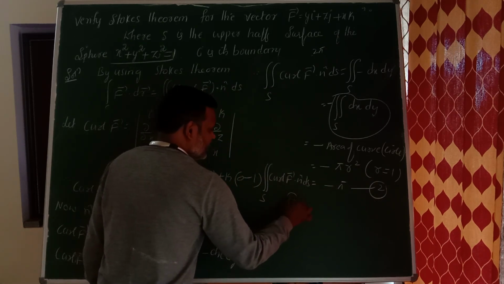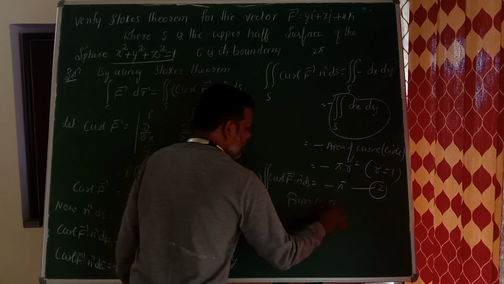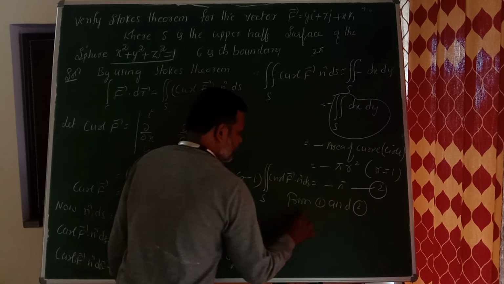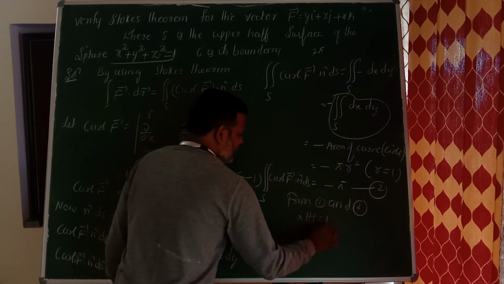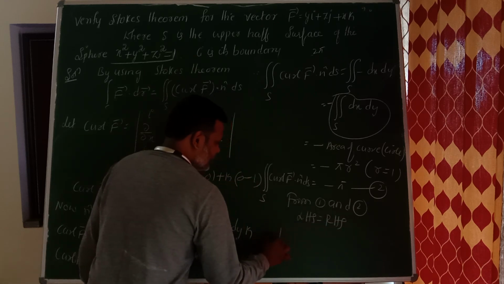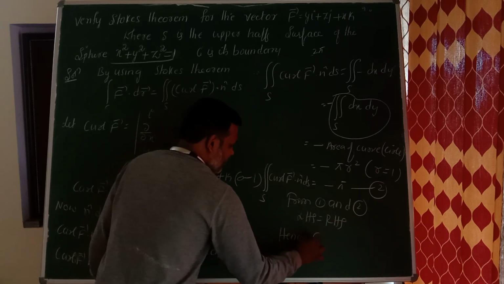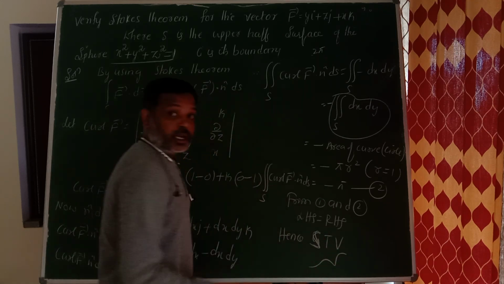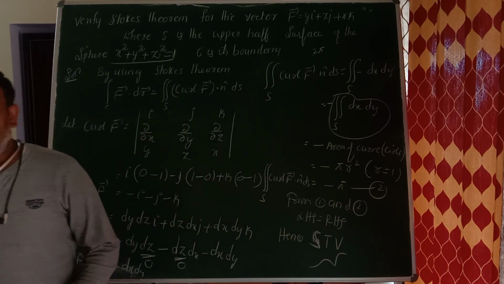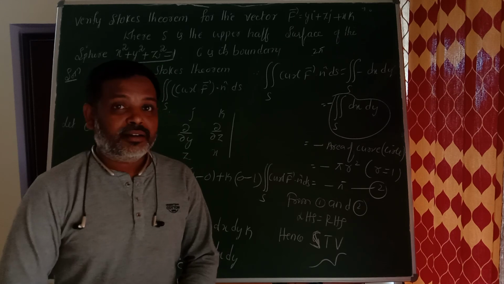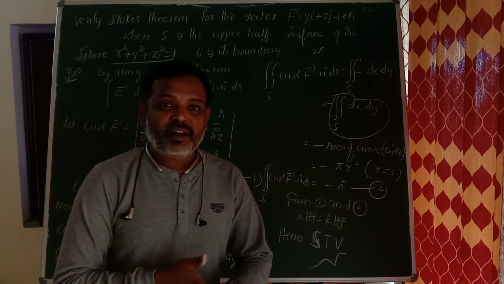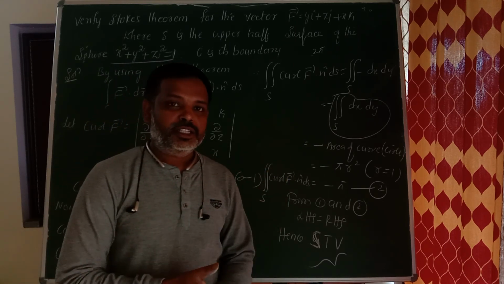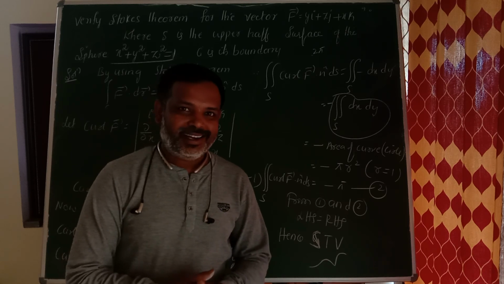From 1 and 2 you will get the same answer. LHS is equal to RHS. Hence Stokes theorem is verified. Am I right? Okay. I hope you all understand the line integral concept, Green's theorem concept, and now the Stokes theorem concept. Have a great day. Thank you.